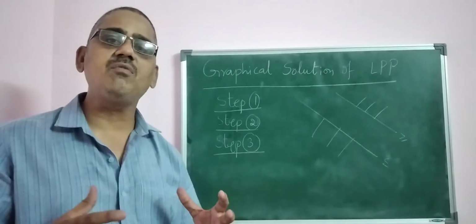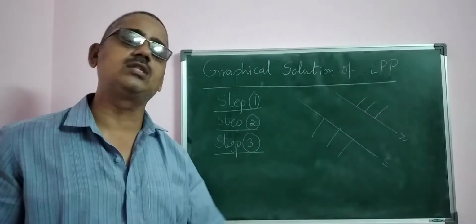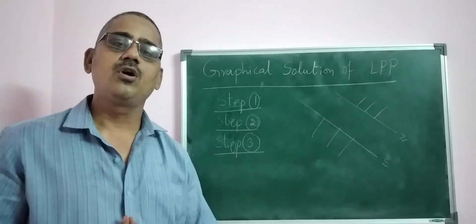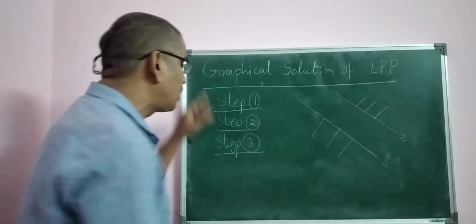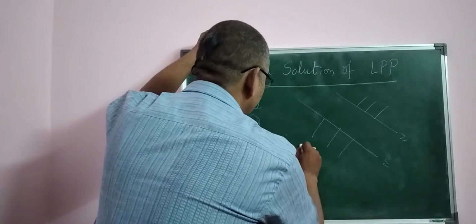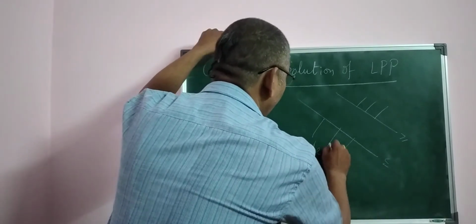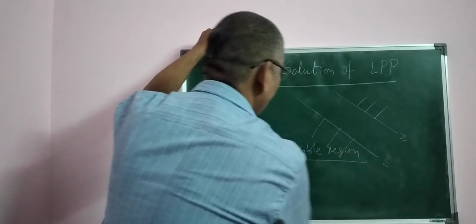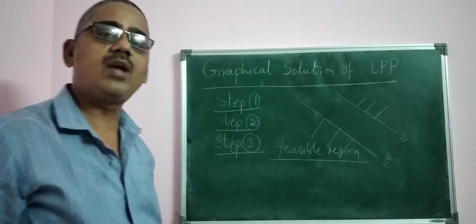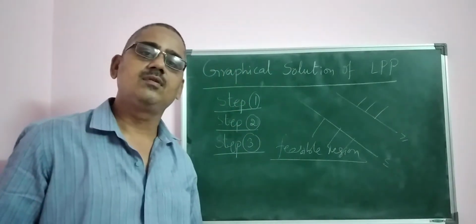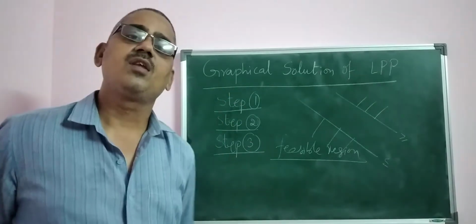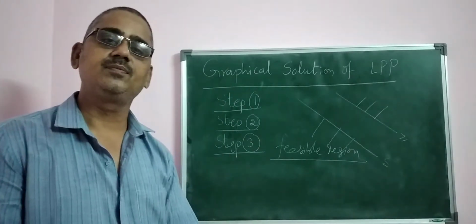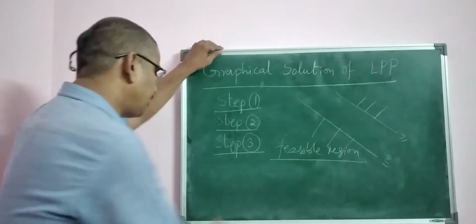A common region which is satisfying all the constraints, that is all the lines, is called the feasible region. That is, in this particular step you have to find the feasible region. That is very, very important. Obtain the feasible region by doing all the procedures of steps 1, 2 and 3. Get the feasible region. That is what you do in step 3.